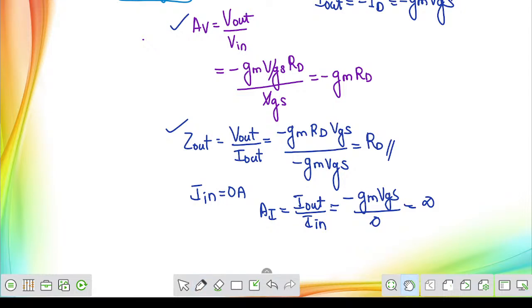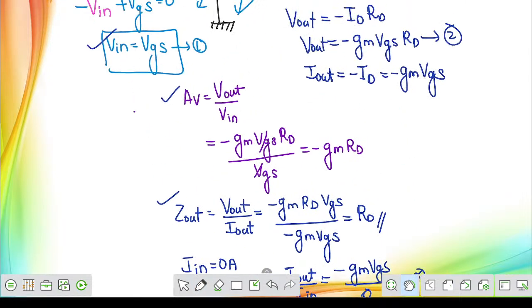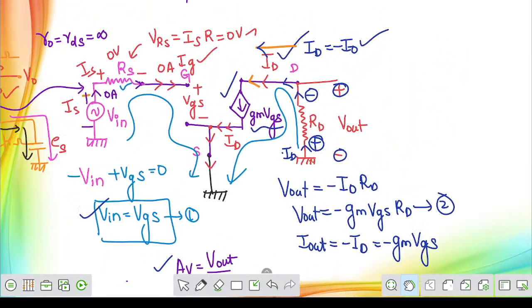Now the next one, suppose you are trying to explore the input impedance, again there is a problem. Input impedance is the ratio between input voltage and input current, that is input voltage divided by input current. Since the value of input current is already approaching 0, sir, input impedance will be infinity. That's why input current is 0. On the input side of the MOSFET, we are offering an infinite amount of resistance. That's why it is open circuited, sir. In this question, input current and gate current both are the same.